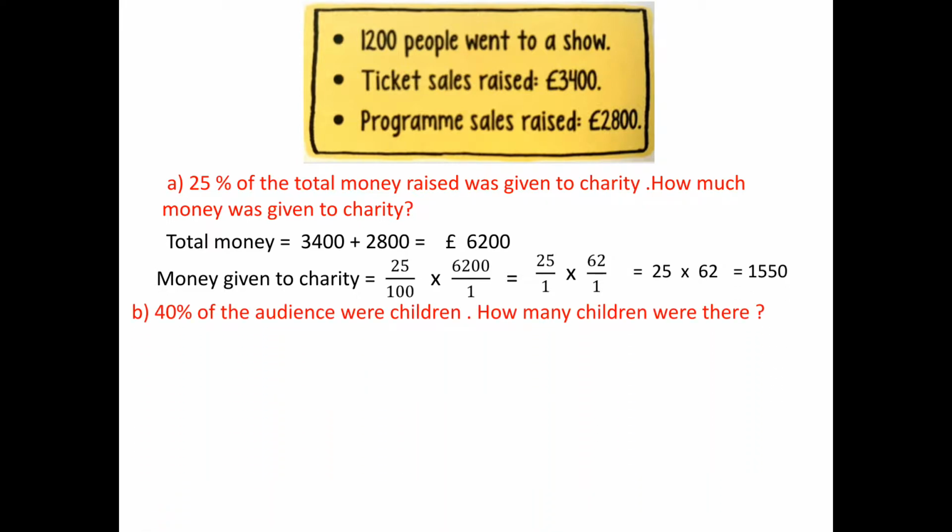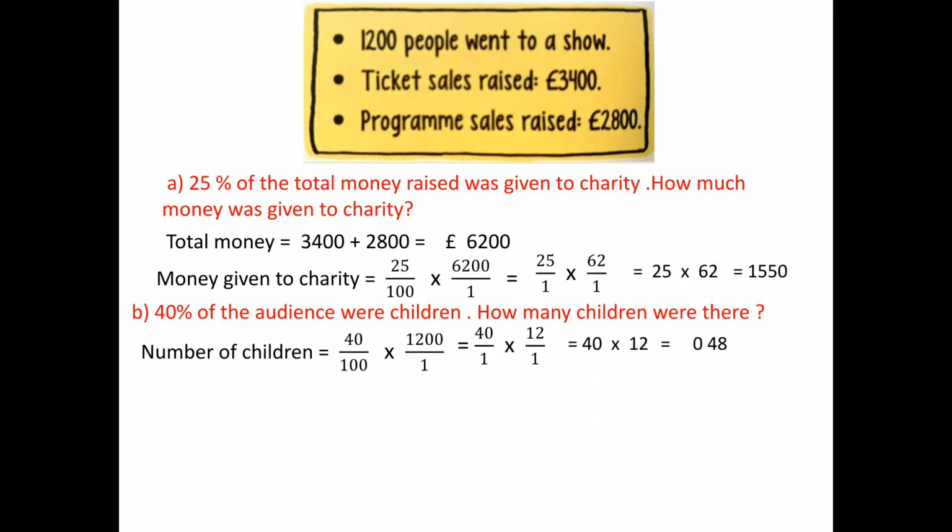Another question. 40% of the audience were children. How many children were there? Take care, I want to calculate 40% only of people. So write each number as a fraction, but here my total number will be only 1,200 because he's talking about people, not about money. Simplify, multiply, you will get this number.